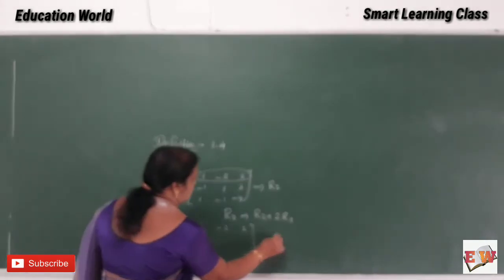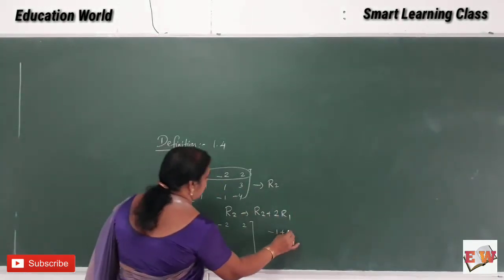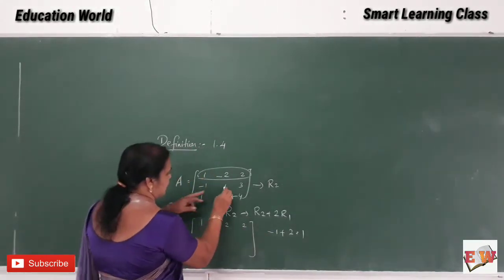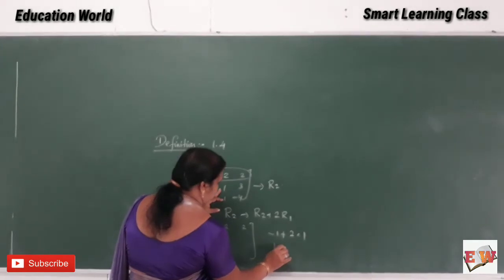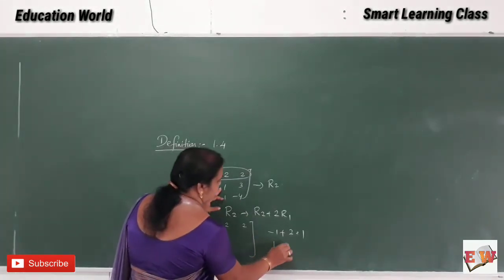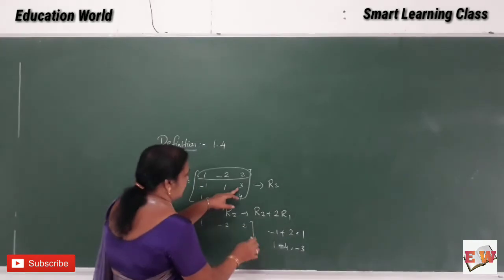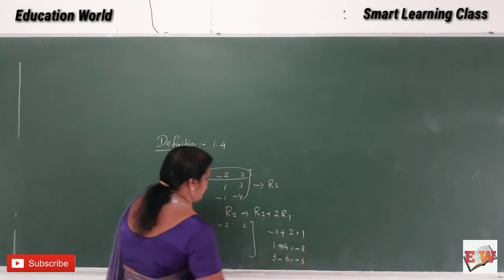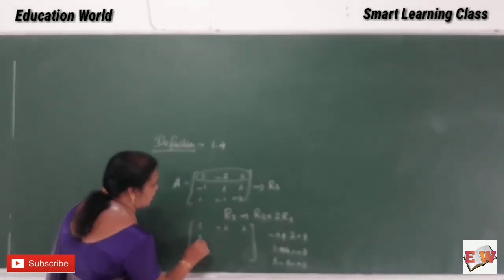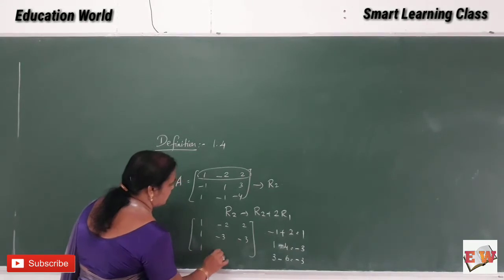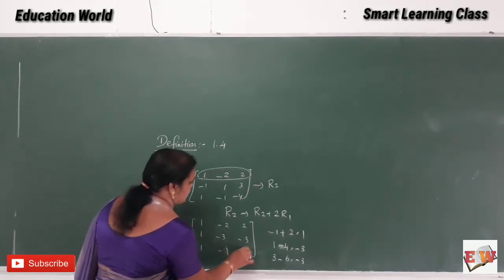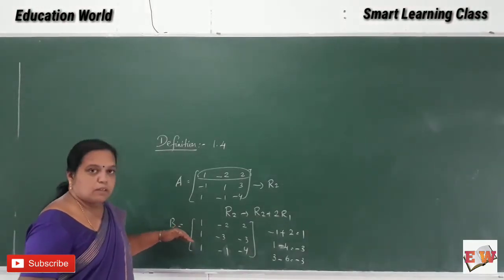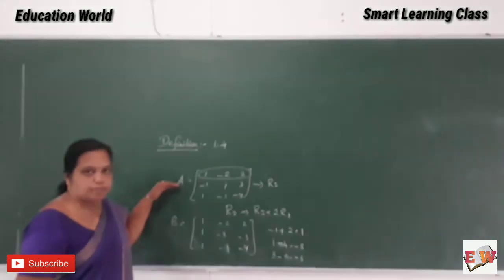R2 minus 1 plus 2R1. 2R1 means 2 into 1, 2. So 1 for the first entry. Second entry: 1 plus 2 minus 4 is minus 3. Here 3 minus 2R1, 6, minus 3. Okay, so I am going to get 1, minus 3, minus 3, 1, minus 4, minus 1, minus 4. I am naming this B. I am getting this B from this A, isn't it?